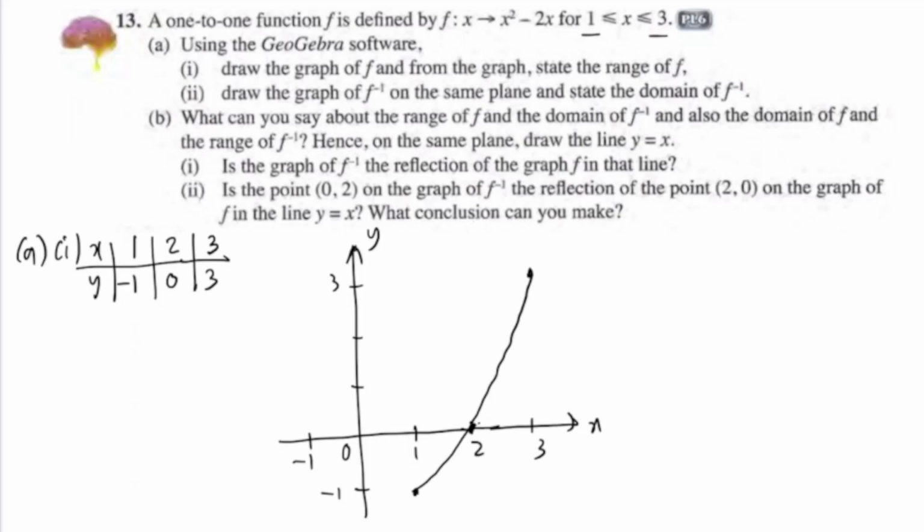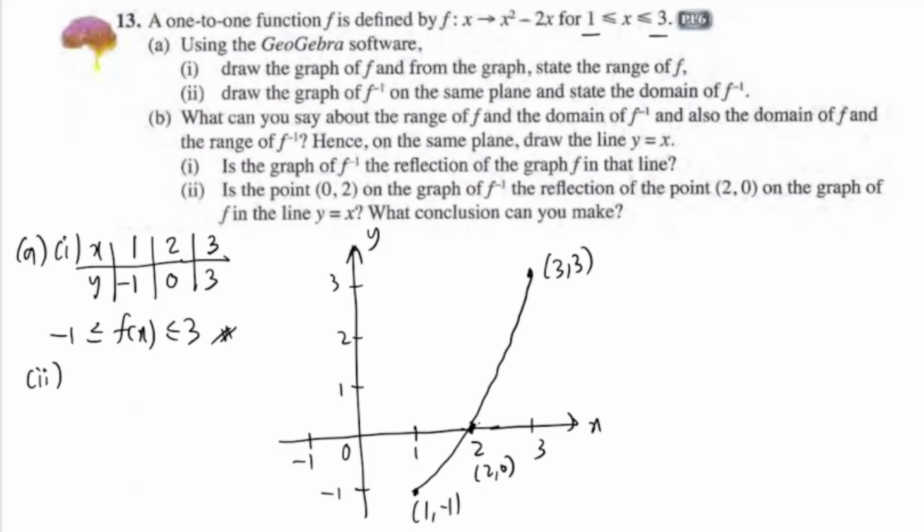Now next, the points are 1, minus 1, this is 2, 0, and this is 3, 3. Next they say state the range. What is the range for Roman 1? Your range you can see from the graph: the smallest value is minus 1, the largest value is 3. So your range of f(x) is between minus 1 and 3.